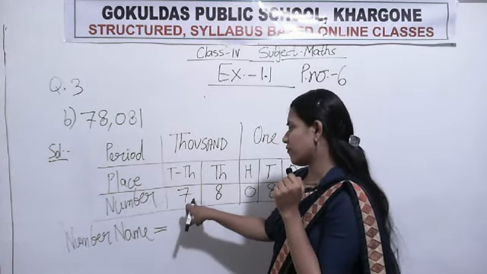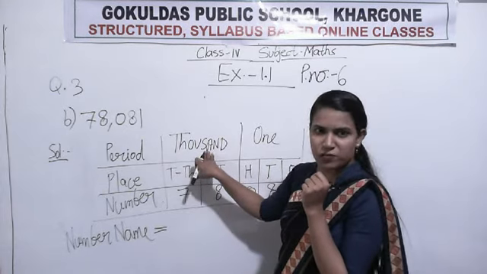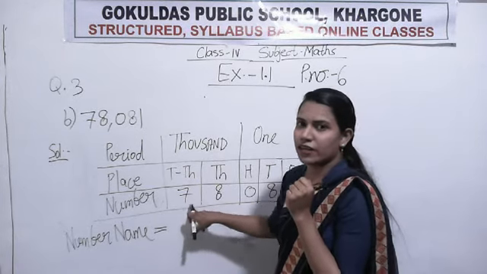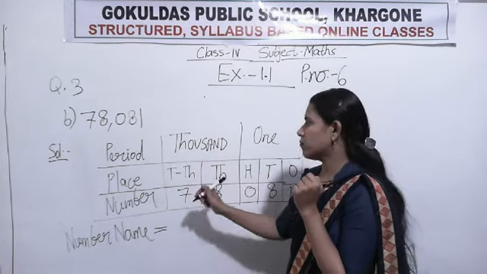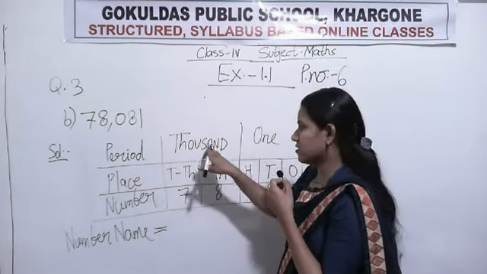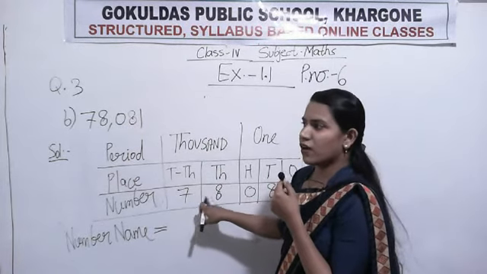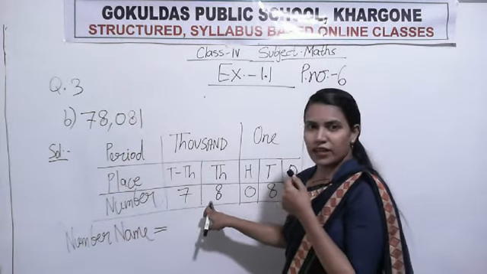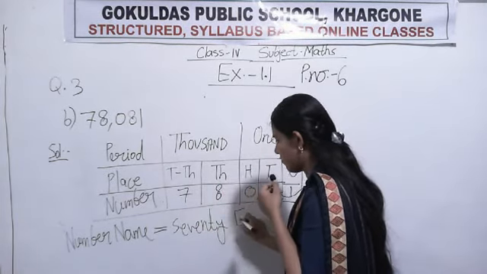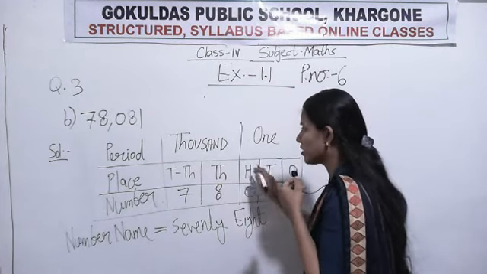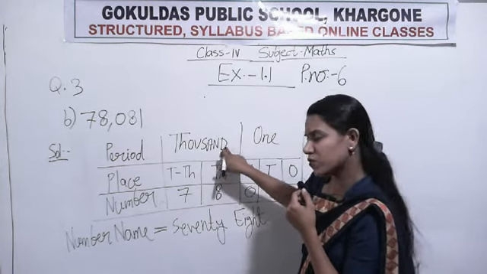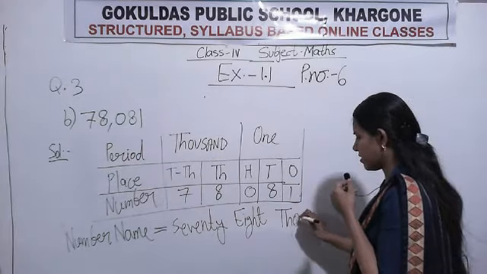Okay, now start writing the numbers. You can see that 7 and 8 both are written in thousands period. Read these 7 and 8 together, that is 78, because they are written in only one single period, that is the thousands period. So write 78. Now its period's name. After the 78, what will you write? Its period name. What is its period? Thousands. So 78 and the period's name.